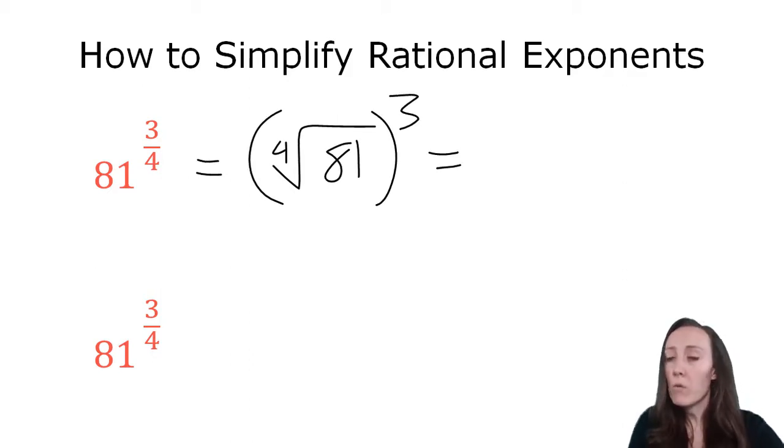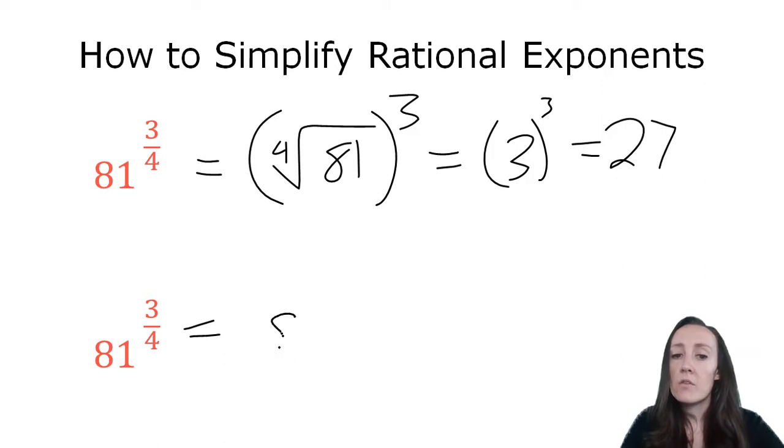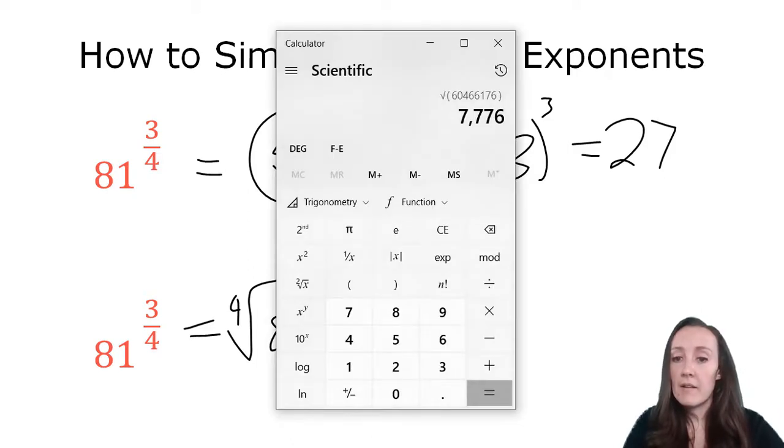And so you'd say, okay, well, the fourth root of 81 is 3 because 3 times itself 4 times equals 81. And then if you cube that, that would equal 27. If you do it the other way and you do 81 to the third power, and then you do the fourth root of that, again, it's going to be significantly more complicated because you'd have to go 81 raised to the third power, which is a really big number.